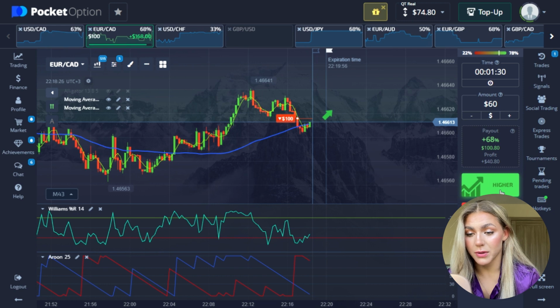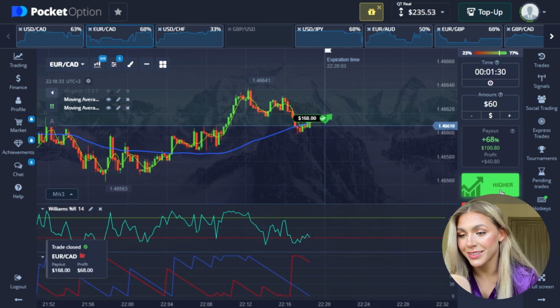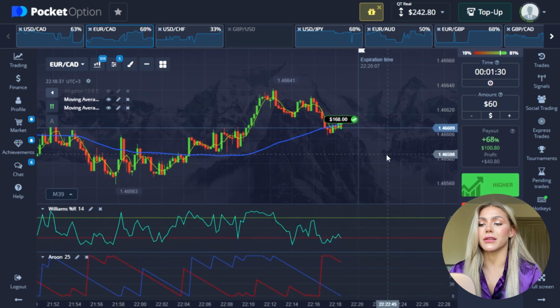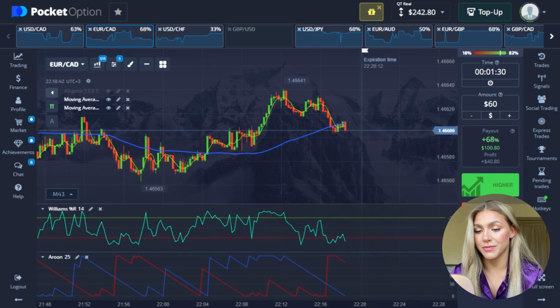Okay, so our time's about to run out here. Let's hang tight and watch the trade wrap up. Eyes on the price, I mean the chart. Trade's done and dusted, and we're in the money. Now our stash is sitting pretty at $242.